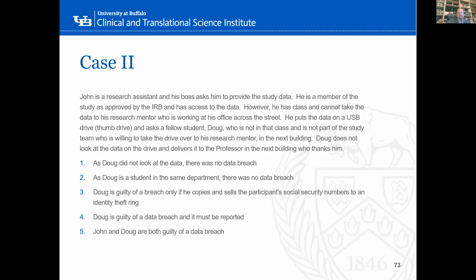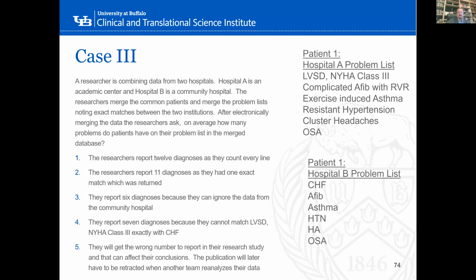Okay, good job, everybody. All right, who wants to read this? Question. Sure. Is that even the case that Doug had no idea what was on the thumb drive?